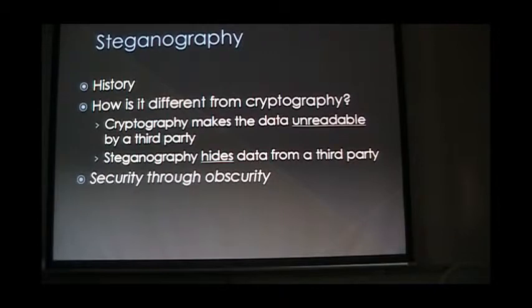Steganography has been around for years, from what I saw, since 446 BC. The Romans and Greeks also used it, so it's been around for a long time. How is it different from cryptography? Cryptography makes the data unreadable by a third party. Steganography hides the data from a third party, so it's right there in plain sight, but it's hidden. You have to understand how they did it. We also use the term security through obscurity. You're just hiding things, you're not actually fixing something.